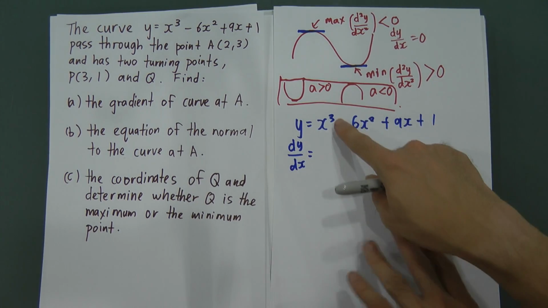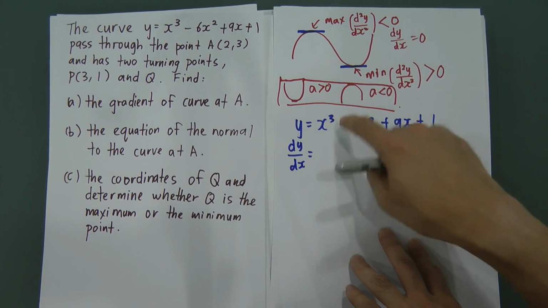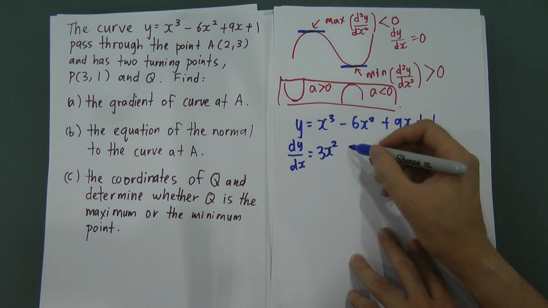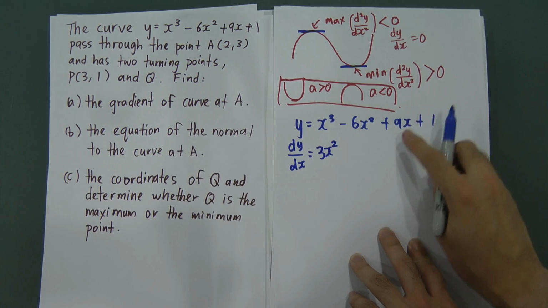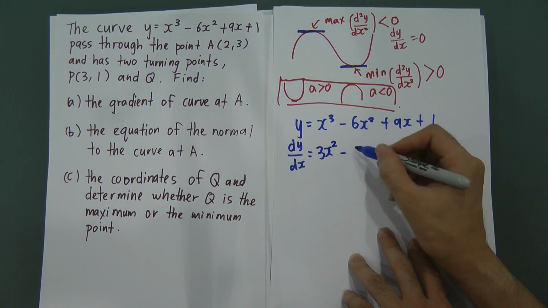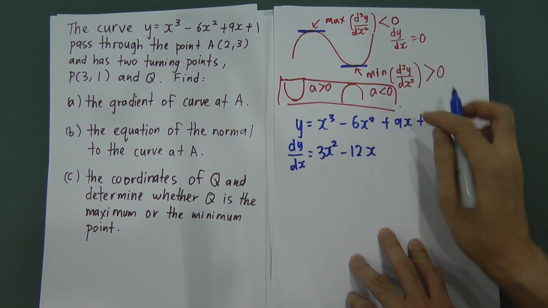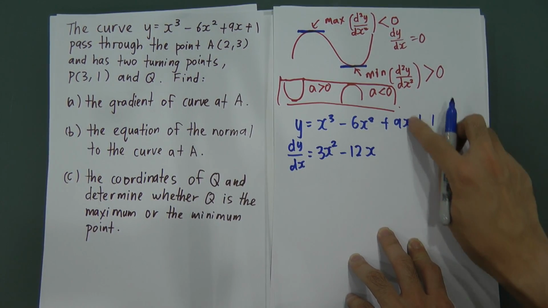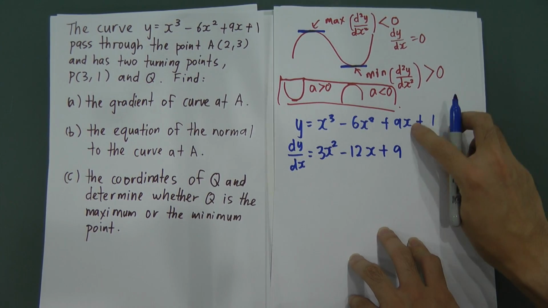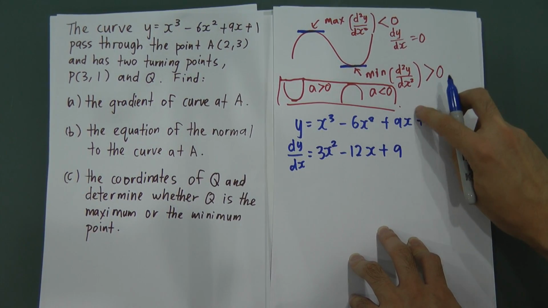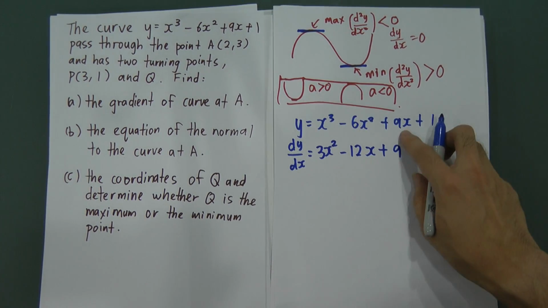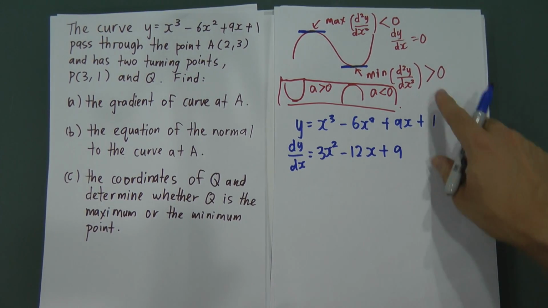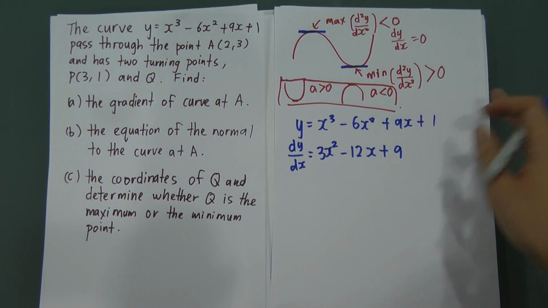When I differentiate this, the 3 moves to the front and 3 minus 1 gives the power of 2, so I get 3x squared. Then the 2 moves to the front, and minus 6 multiplied by 2 gives minus 12, with x to the power of 2 minus 1, which is 1. Plus 9x: when you see 9x, x is to the power of 1, and 1 minus 1 gives power 0. x to the power of 0 is 1, so 9 multiplied by 1 gives back the 9. And the 1 you cannot get, because it has no x.